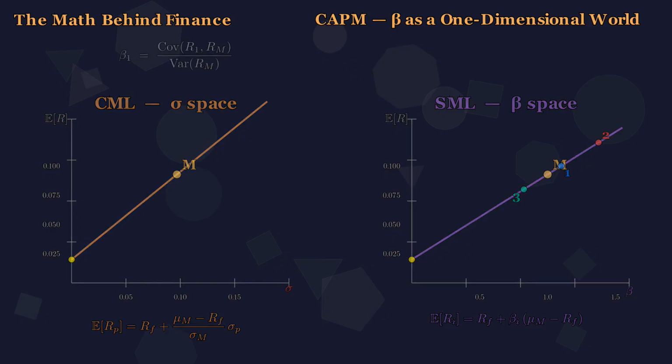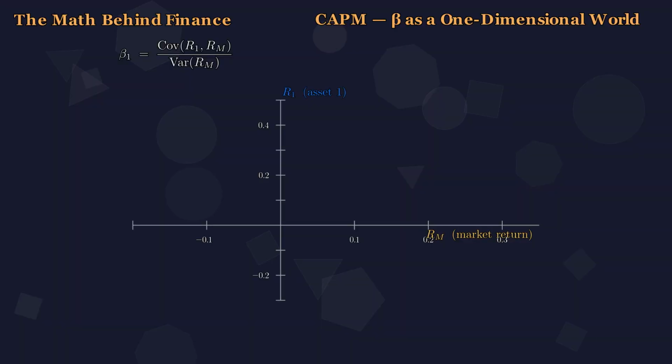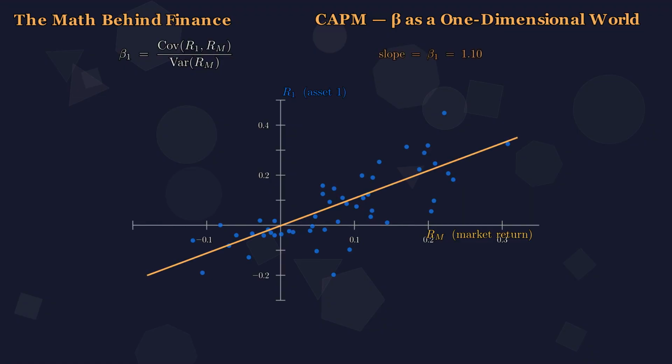So what is beta geometrically? Pick any asset, call it asset 1. Plot its return on the vertical axis and the market return on the horizontal. Draw a cloud of joint outcomes. Fit a line through the cloud by least squares. The slope of that line is beta. For asset 1 in our universe, beta is 1.10, and the line passes through the joint mean.